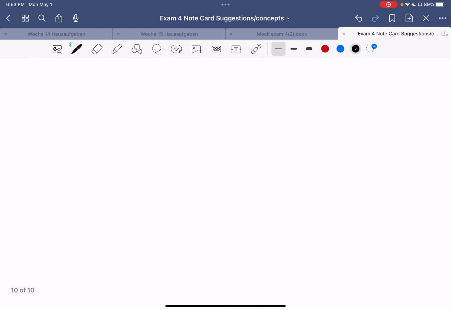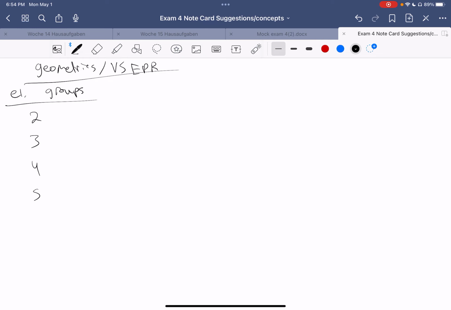Okay, and then for this last section that we've had in class, this one's just going to be the geometries, VSEPR. I guess we can kind of make a grid for this. Electron groups. Let's just do 2, 3, 4, 5, 6.